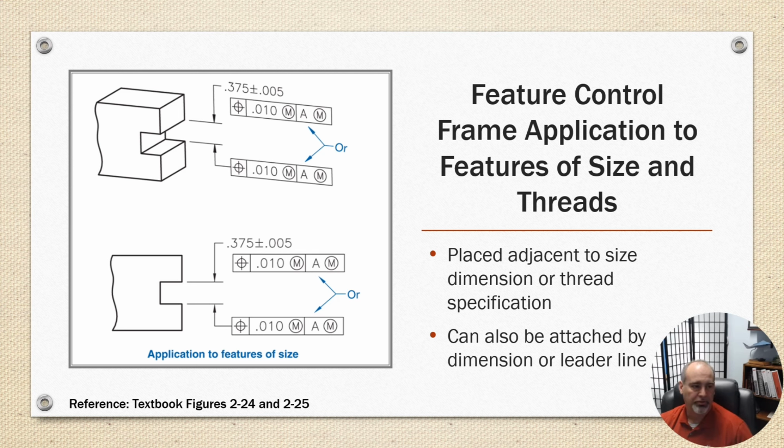Here's two examples of a slot. The position of the slot, you can either have it fall underneath the dimensional text, or you can have its own leader line going to the same dimension.